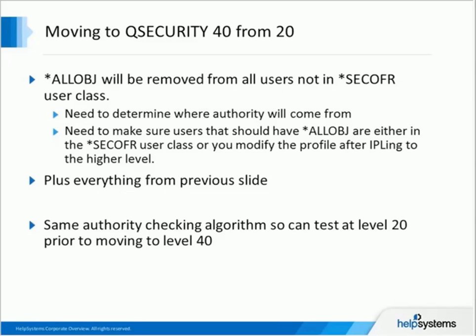Now, again, I said the good news is that the same authority checking algorithm runs at all levels, so you can actually test out your authority scheme at level 20 simply by removing that all object authority from some test users before you actually IPL and make that move. So bad news, it's harder, it's more work. Good news is that you can actually do a pretty good job of testing it out before you actually have to do that IPL.